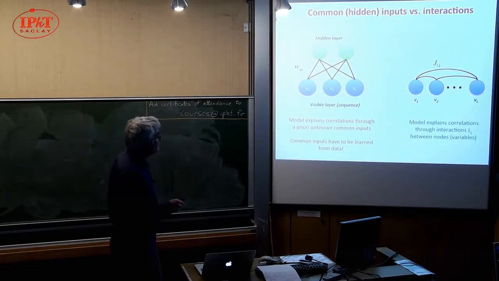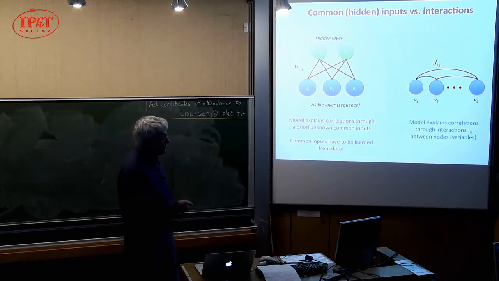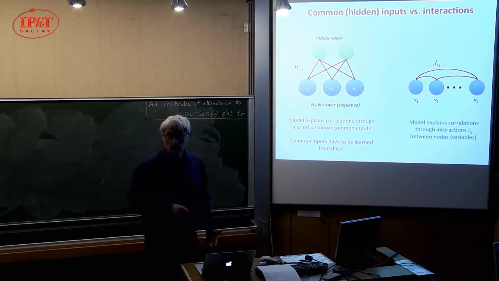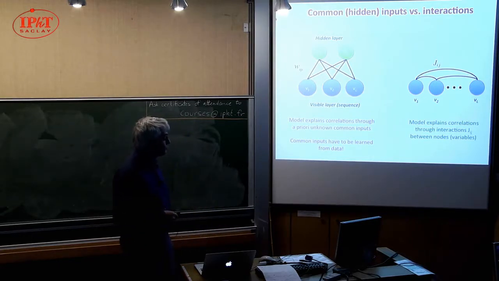Okay, so we see that in this particular case, the RBM is equivalent to a model where we have effective couplings between the visible units. So it corresponds to a different way of thinking about the structure of the data. In this setting here, we want to explain the possible correlation between the visible units through a priori unknown common inputs, and we want to find the best common inputs which can explain the correlation we see. While here we fit the correlation through a matrix of effective, statistical interactions, which can reproduce the statistics of the data.